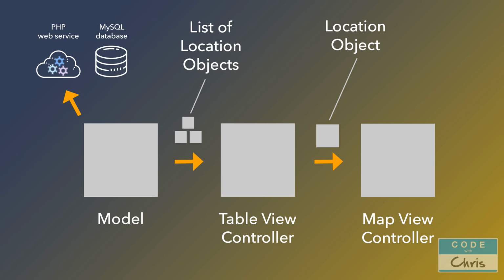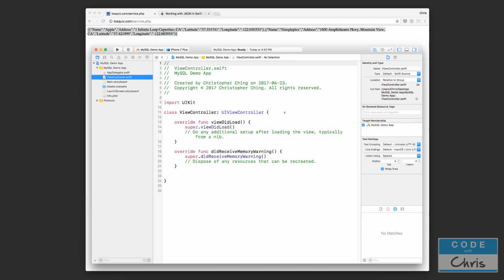And then furthermore, when the user taps on the table view and selects a location, the view controller is going to pass the selected location object to the map view controller, and it's going to take that and read the latitude and longitude properties and display it. Okay, with that said, let's dive back into Xcode and let's get started.